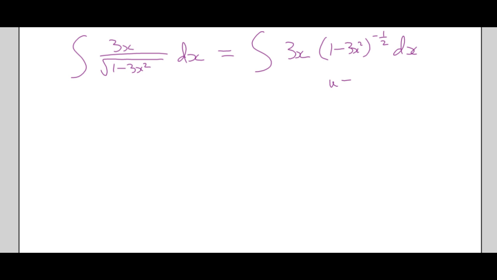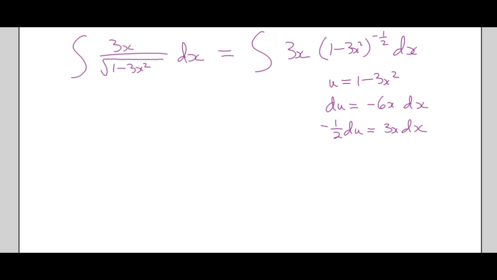So we'll say, okay, u is 1 minus 3x squared, which leads us to du is negative 6x dx. But I want a positive 3x dx. So what am I going to have to do? What do you multiply negative 6 by to get positive 3? Negative 1/2. So I say negative 1/2 du is equal to 3x dx.